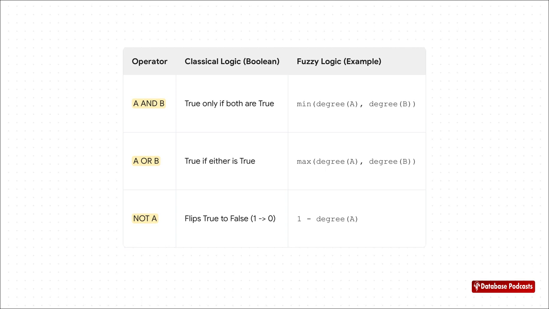If you want to find the degree of something being young and tall, you just take the minimum of the 2 degrees. If you want young or tall, you take the maximum. And for not young, you just subtract its degree from 1. It's really simple, but it's incredibly powerful. It lets us build all sorts of complex rules using these simple human-like terms.